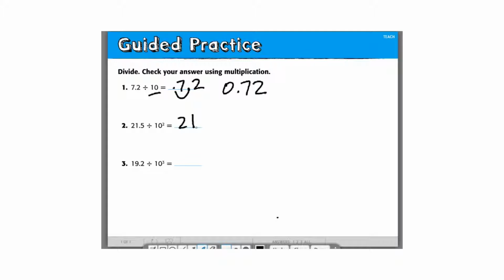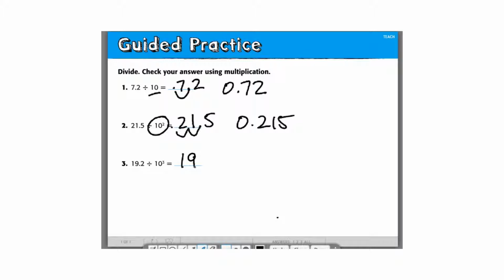21 and 5/10 divided by 10 to the second power. Angelina, how many times will I move the decimal? 2 times, and how do you know it's 2 times? Because the power of 2 tells you, right? So because it's a power of 2, you scoot the decimal backwards 2 spaces. So now I have 215 thousandths.